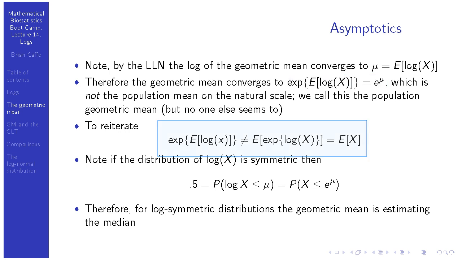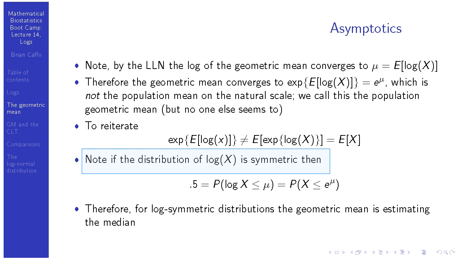So to reiterate, the exponent of the expected value of log x is not equal to the expected value of the exponent of log x, which is equal to x. So what I'm referring to as the population geometric mean is not equal to the population mean that we defined earlier. It is, however, interesting to note that if the distribution of log x is symmetric, which remember, was one of the reasons at the beginning of the lecture we stated for taking logs of data, to turn skewed data to data that's more symmetric, then consider the median.